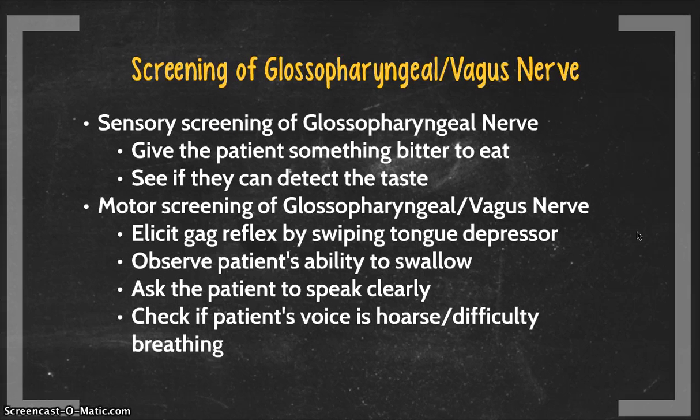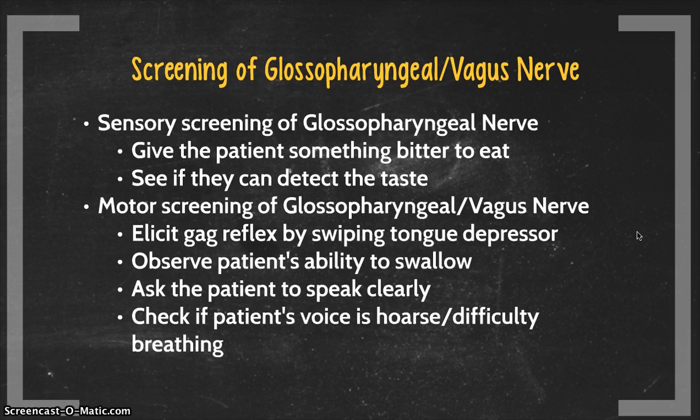Screening of glossopharyngeal and vagus nerve. Sensory screening of glossopharyngeal nerve. The first step is you're going to ask the patient to have a seat. Next, you can give the patient a bitter solution and ask them to eat it. Then you ask the patient if they can detect the taste. If the patient has difficulty finding words, you can give them examples and ask them if the solution is either sweet, salty, or bitter.